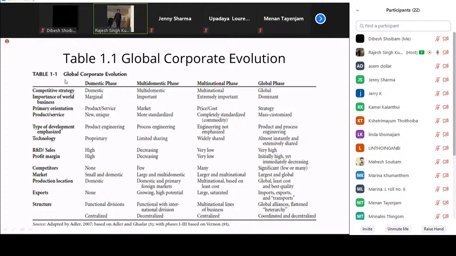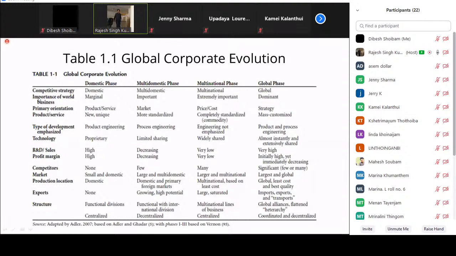So this is a depiction of the phases on the horizontal. Whereas in the vertical column, you can see the competitive strategy, how these companies look at their phase. Suppose for a company which is at a domestic phase, the competitive strategy is domestic. In the multi-domestic phase, the competitive strategy is multi-domestic. Likewise, in the multinational phase, the competitive strategy is multinational. And in the global phase, the competitive strategy adopted by the company is global.